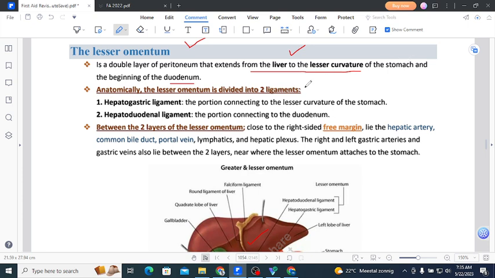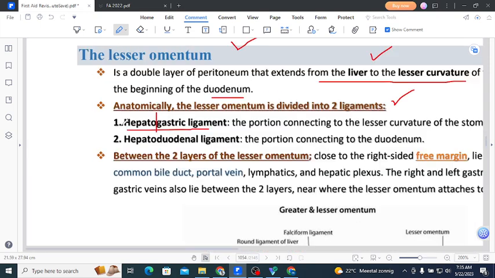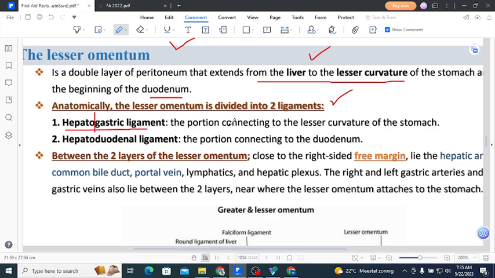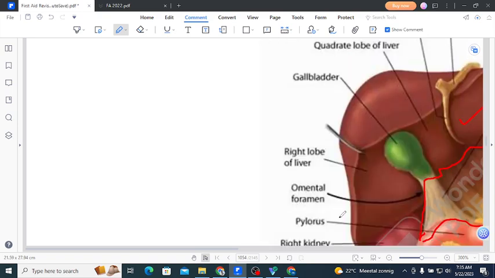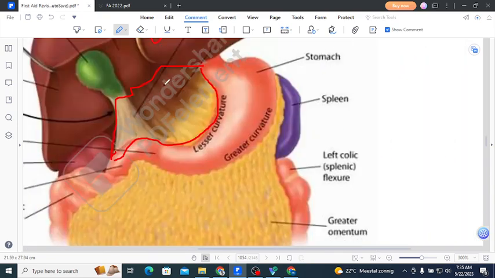Anatomically, the lesser omentum is divided into two ligaments. The hepatogastric ligament has two parts, hepato and gastric. The hepatogastric is going from the liver to the stomach, the portion connecting to the lesser curvature of the stomach. So here you can see in the picture this translucent area. This area joining the liver to the lesser curvature of the stomach all the way till here is the hepatogastric ligament, while the area that is joining the liver to the upper margin of the duodenum is called the hepatoduodenal ligament.